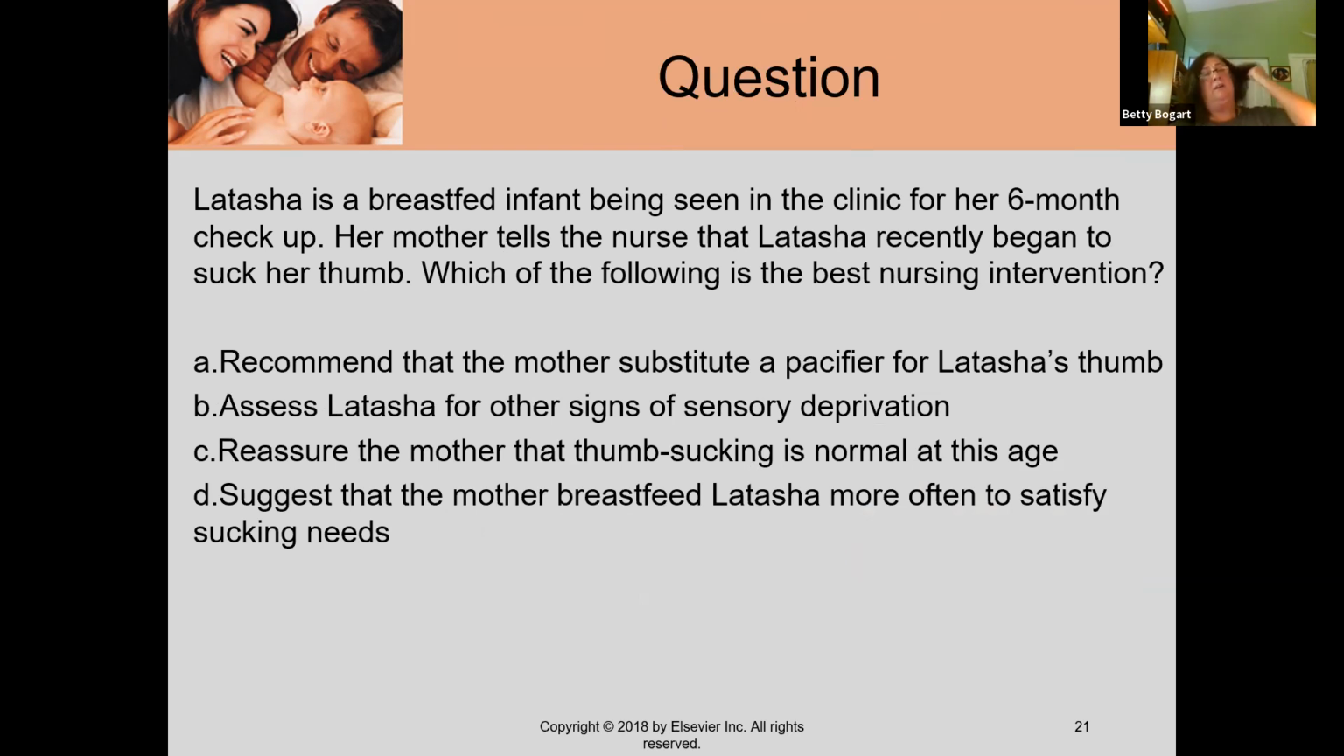So Letitia is a breastfed infant being seen in a clinic for her 6-month checkup. Her mother tells the nurse that Letitia recently began to suck her thumb. Which of the following is the best nursing intervention? It's a 6-month-old sucking their thumb. Is this normal, or is this something you need to be concerned about?